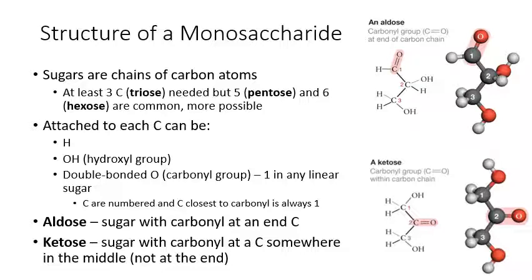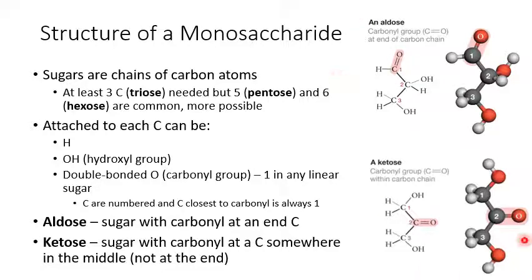In one of those sugars that's linear, you're always going to have one carbonyl group. So the other carbons that don't have the carbonyl group are only going to have hydroxyls attached to them or hydrogens attached to them. No more carbonyls than just the one.